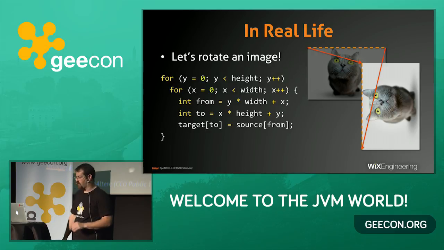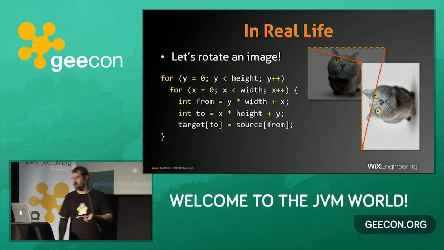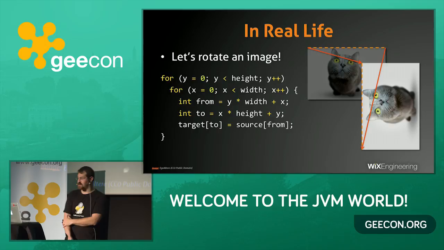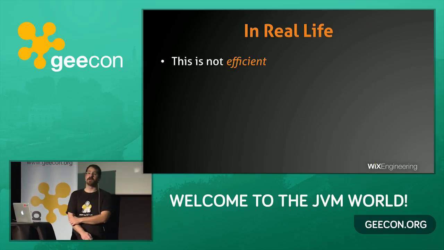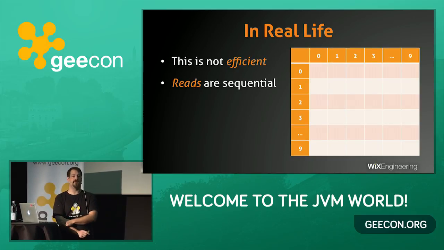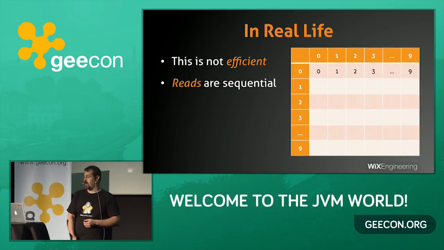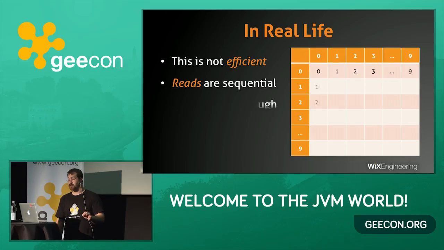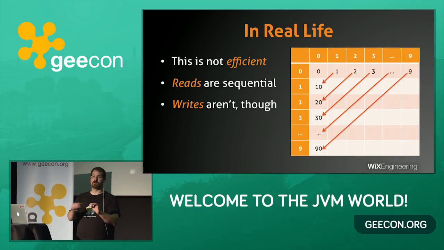It's a very simple algorithm. And you would have expected this to be pretty straightforward and efficient. But it turns out that this is really, really bad for caching, and it's not efficient. And the reason is this. Reads are sequential. When you read the source image in, you read it sequentially. When you write it, though, that is not sequential. It's linear, but it's not sequential. You actually have to jump around in memory a lot.